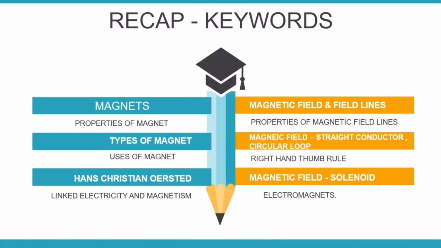We are now at the last part of this video. We will have a quick recap. These are all the words we have explored today: magnets, properties of magnets, types of magnets, uses of magnets, Hans Christian Ørsted, who linked electricity and magnetism, magnetic field and field lines, properties of magnetic field lines, magnetic field for a straight conductor, circular loop, right hand thumb rule, magnetic field for a solenoid, and electromagnets.